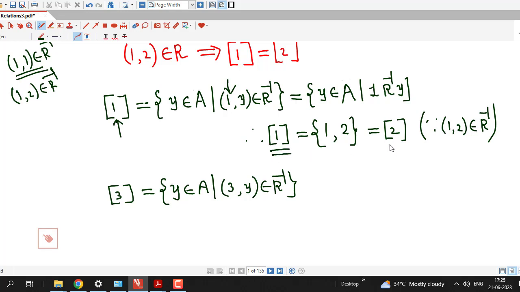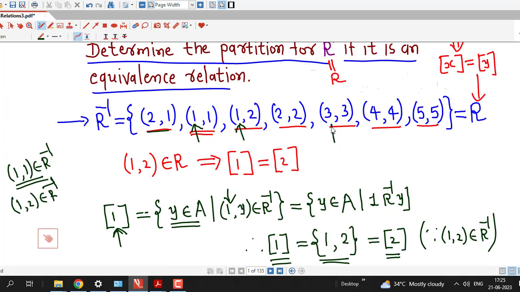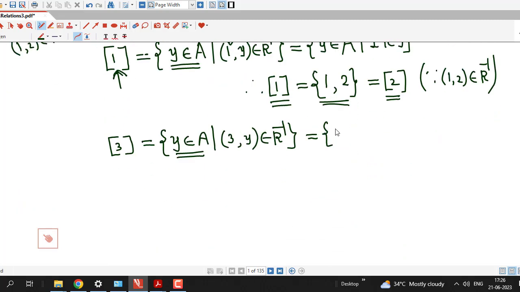Equivalence classes are nothing but subsets of a given set. We are considering all those elements from given set A which are relatives of 1. Here also we are considering all those elements from given set A which are related to 3. Now I will concentrate on those ordered pairs whose first component is 3. So I have only one ordered pair whose first component is 3. (3,3) belongs to R inverse, that is 3 is related to itself, or relative of 3 is only 3. Therefore I have only one element in this equivalence class.